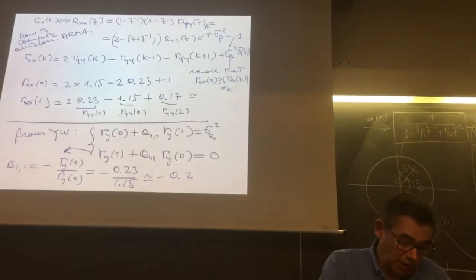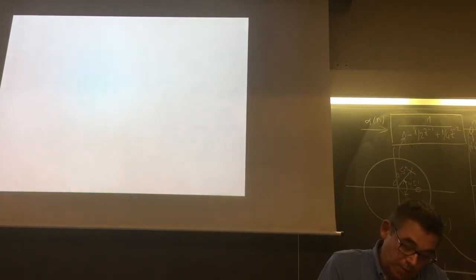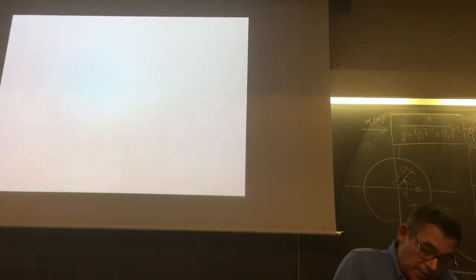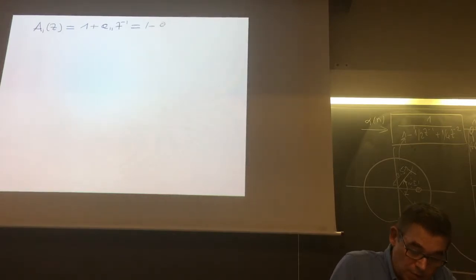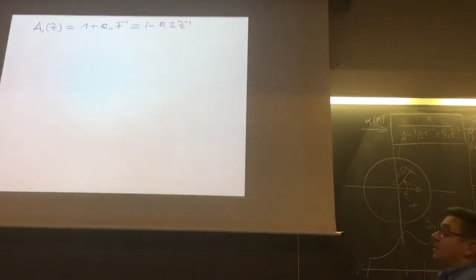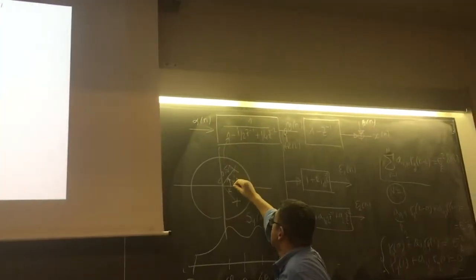So, continuing. Then my linear predictor is A_1(z), which is 1 plus a_1^(1) z to the minus 1, which in this case is 1 minus 0.2 z to the minus 1. Oh no, it's 0.2, it's right.